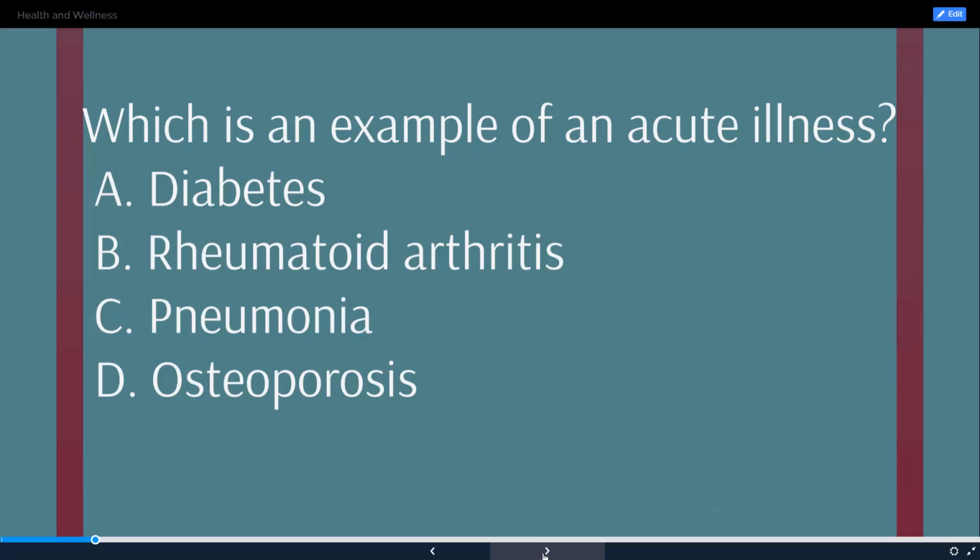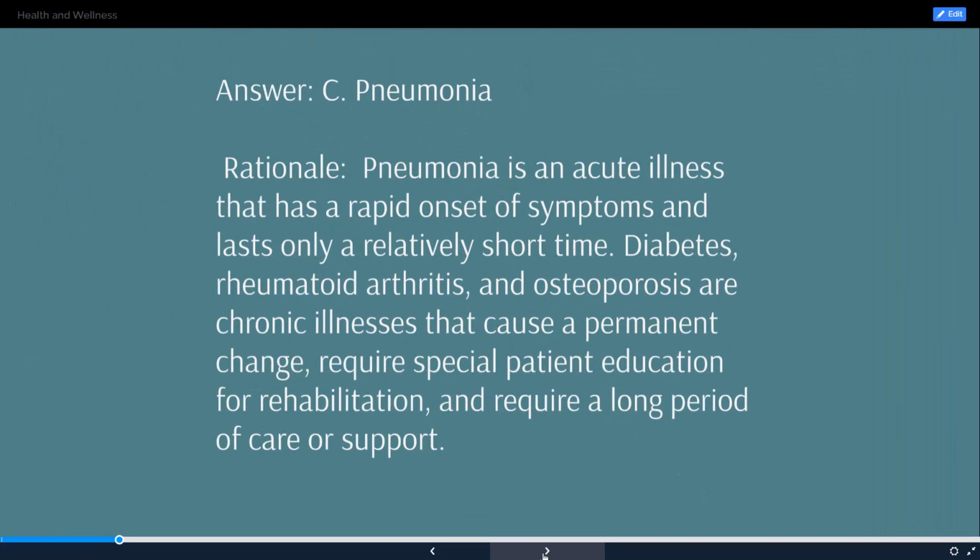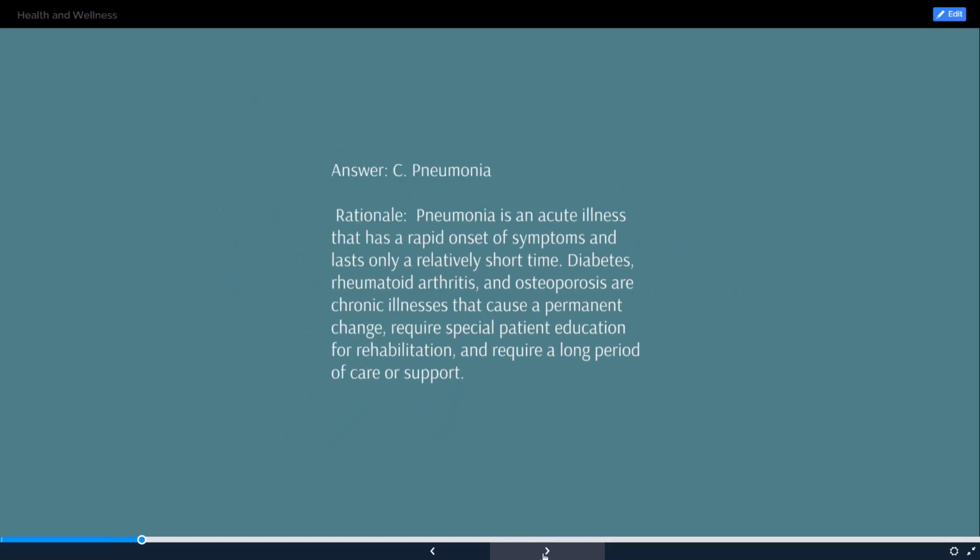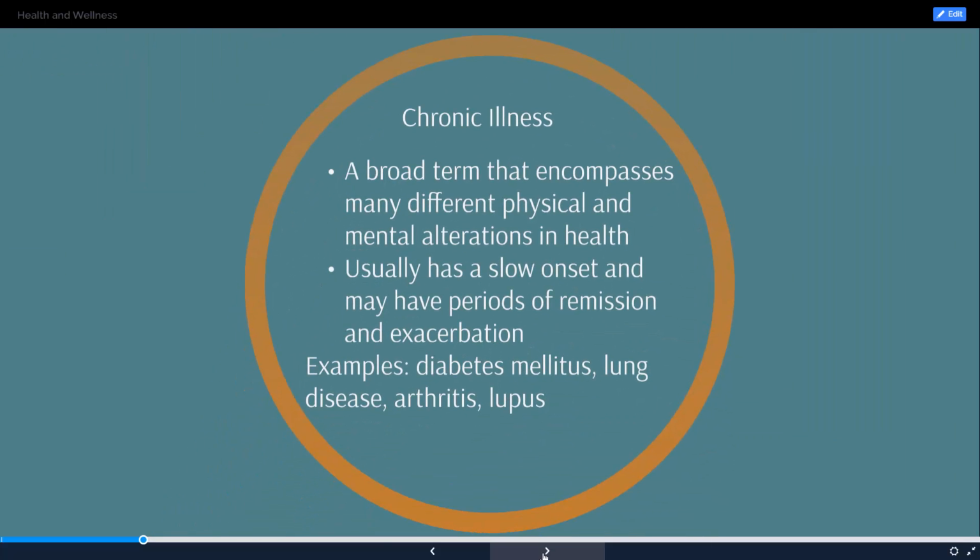Which is an example of an acute illness? Would it be A, diabetes, B, rheumatoid arthritis, C, pneumonia, or D, osteoporosis? All right, if you said C, pneumonia, you're absolutely correct. C was the example of an acute illness. Remember, that's going to have a rapid onset, lasts only a relatively short time. The rest are considered chronic illnesses that can cause permanent change. Okay? All right.